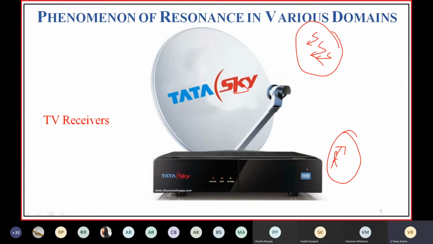In the set-top box, instead of this, we're going to have a series RLC circuit or a parallel RLC circuit. Changing frequency means you are going to change the value of capacitance, which means you are changing the frequency. If this frequency matches the frequency of the electromagnetic waves, then resonance occurs.